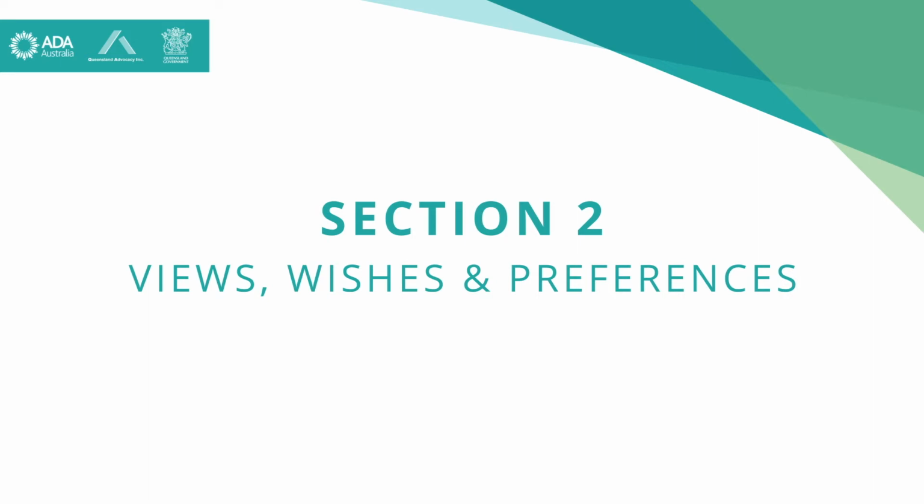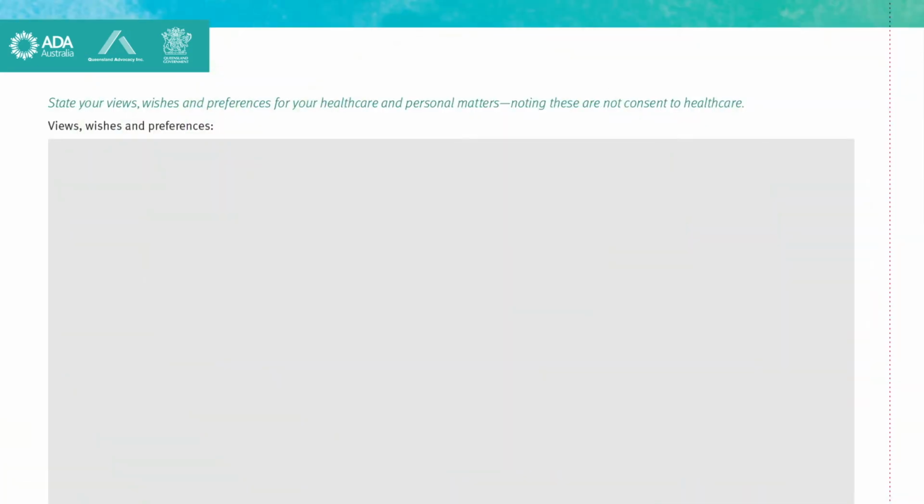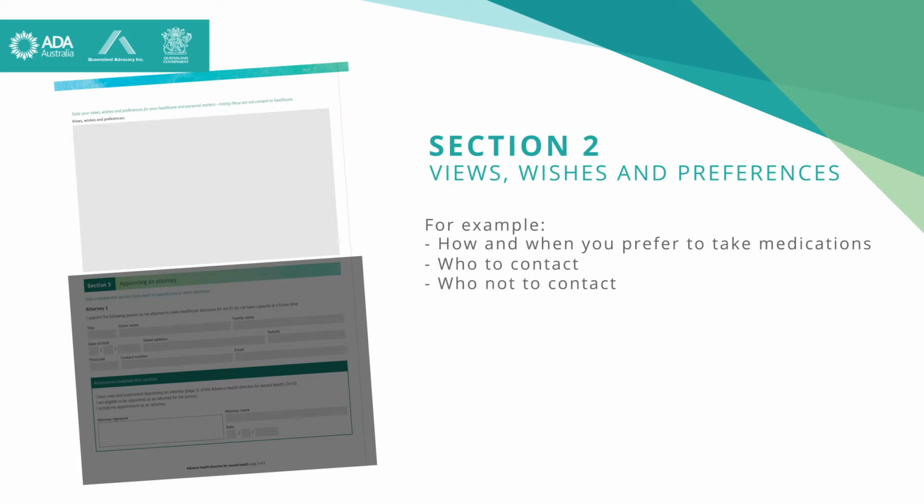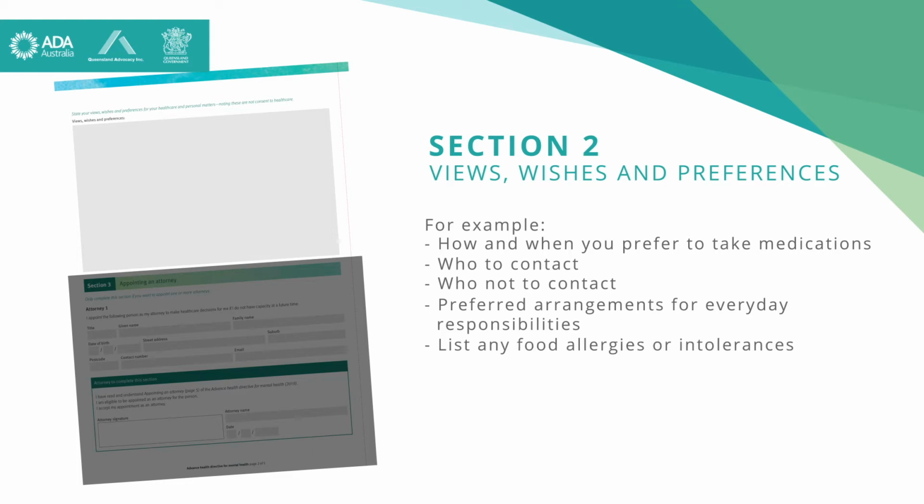The second section is for writing down your views, wishes and preferences for healthcare and other personal matters. This section allows you to put down more details about other people and things that are important to you. You may include information about how and when you prefer to take medications, who you would like contacted if you were to go to hospital, who you do not want contacted if you go to hospital, who you want to care for your children if you become unwell, who may check on your house and pets if you become unwell. If you have special dietary requirements, this section can also be used to list any food allergies or intolerances.